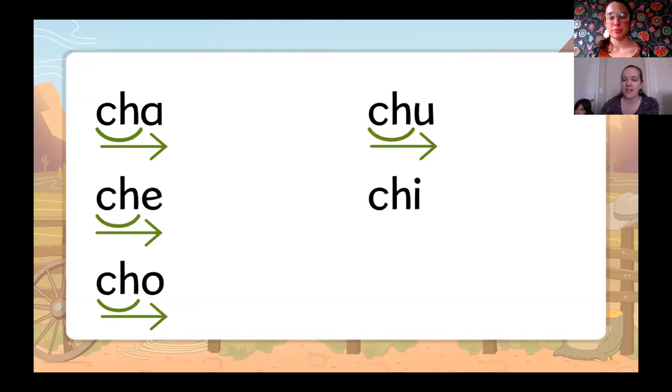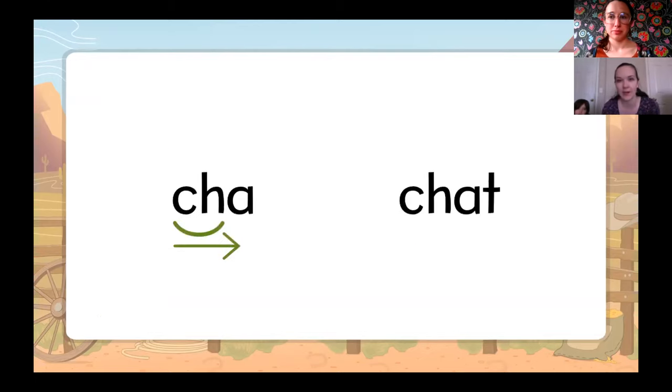All right, and the last one, we have the CH digraph with the vowel I. We're going to slide to the vowel I. And everyone, it says? Chi. We're itching. Good. Ch, that vowel sound. But guess what? It can make the word chick. It could make the word chick, and Easter is coming up, so that's pretty great.